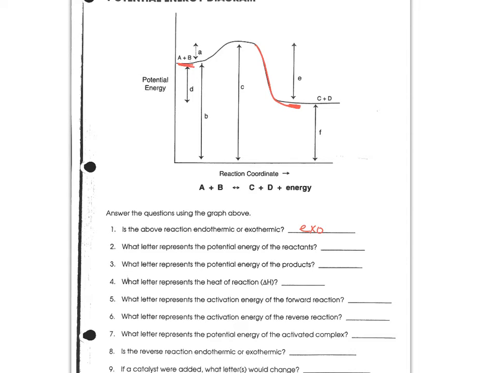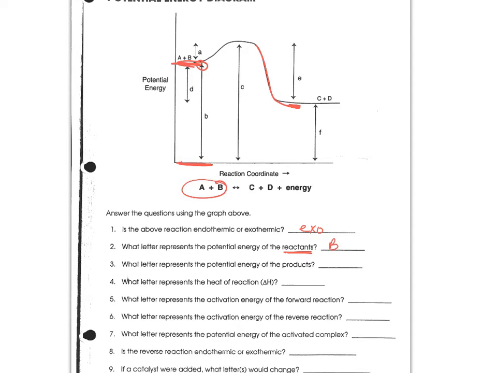What letter represents the potential energy of the reactants? The reactants are A and B, so we want to see how much energy A and B have when we start. For the energy of the reactants, you always start at your x axis and go up to the starting point. So that would be interval B.